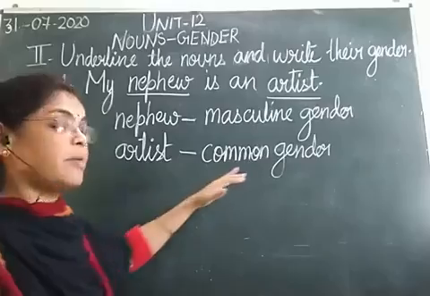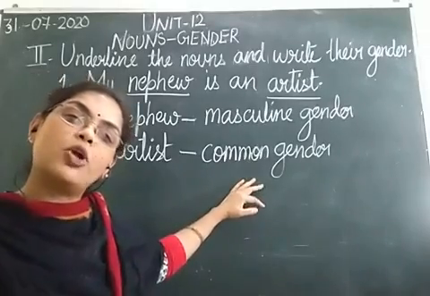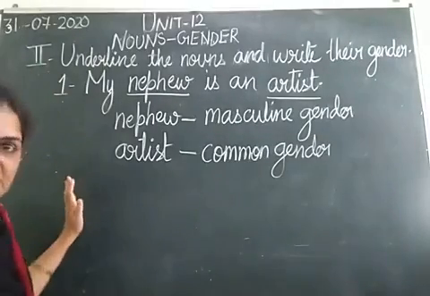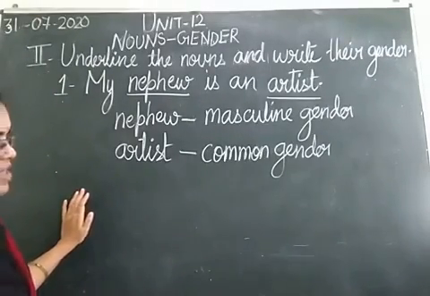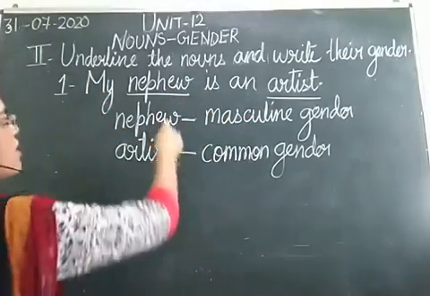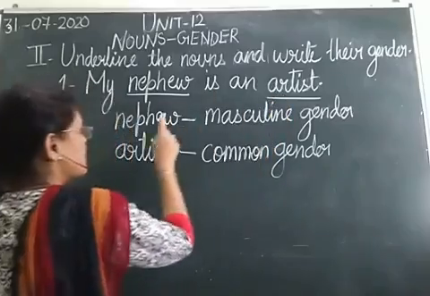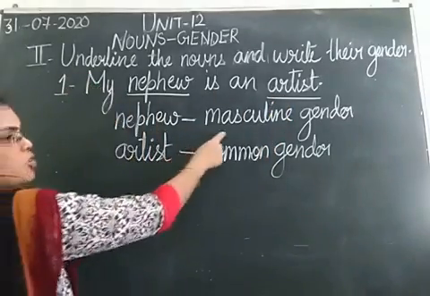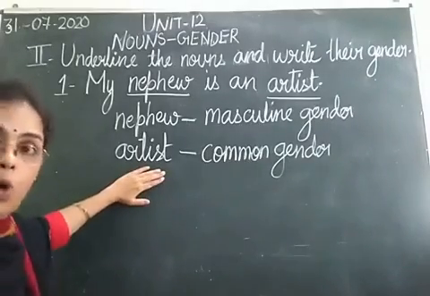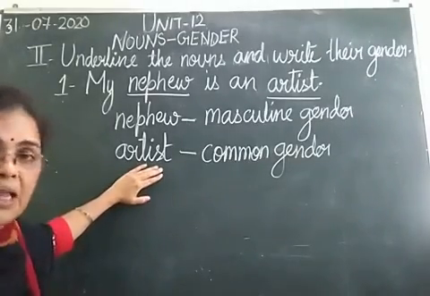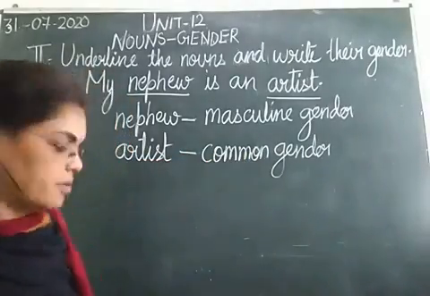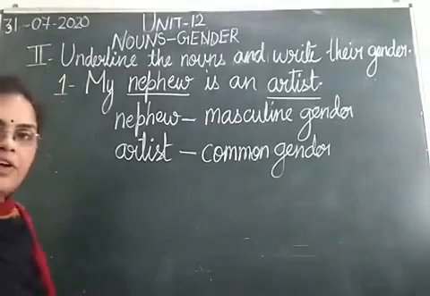तो जिसमें मेल फीमेल दोनों हो बेटा, वो कौन सा जेंडर होगा? कॉमन जेंडर. फाइन. सो दिस इज द फर्स्ट वन. प्लीज राइट दिस. My nephew is an artist. The nouns are nephew and artist. Nephew denotes a male, so it is of masculine gender. Artist can be both a male and a female, so it is common gender. I hope all of you have written, students.